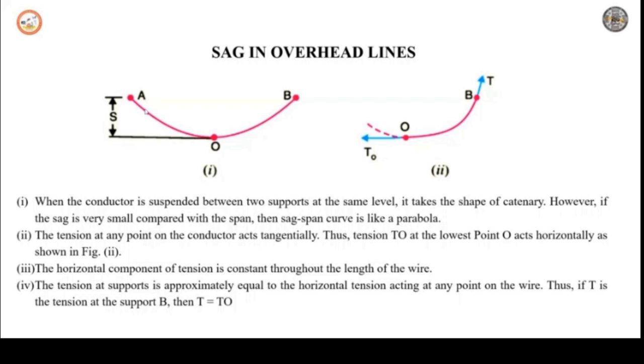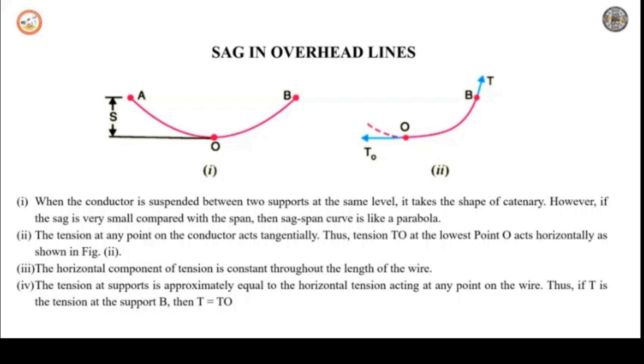The difference in levels between the point of support and the lowest point on the conductor is called the sag. I repeat, the difference in levels between the points of support and the lowest point on the conductor is called sag. The sag is denoted by S. I've shown that in the diagram.